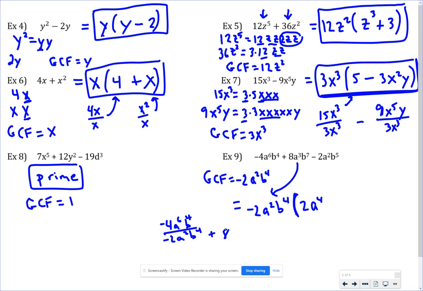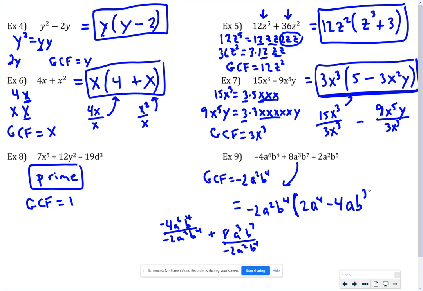For the second one, I've got 8, a to the 3rd, b to the 7th, divided by negative 2a squared b to the 4th. I'm dividing my GCF out of each one. Positive 8 divided by negative 2 is negative 4. And then I have a to the 3rd divided by a squared, which is going to leave an a. B to the 7th divided by b to the 4th is b to the 3rd. And that part is finished.